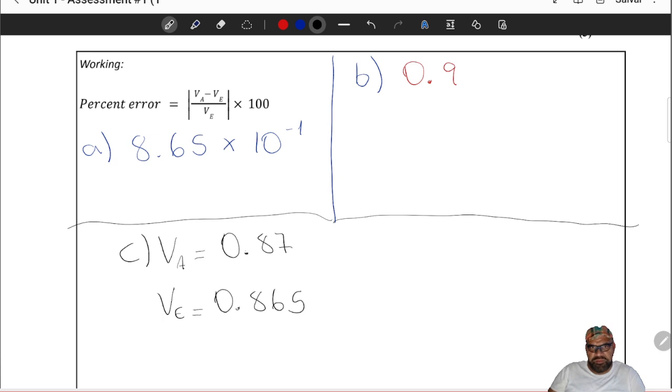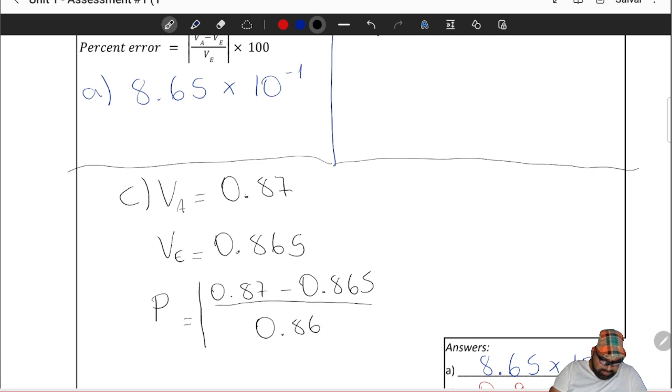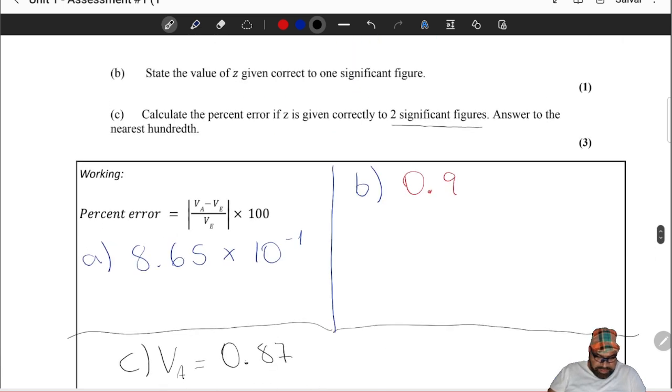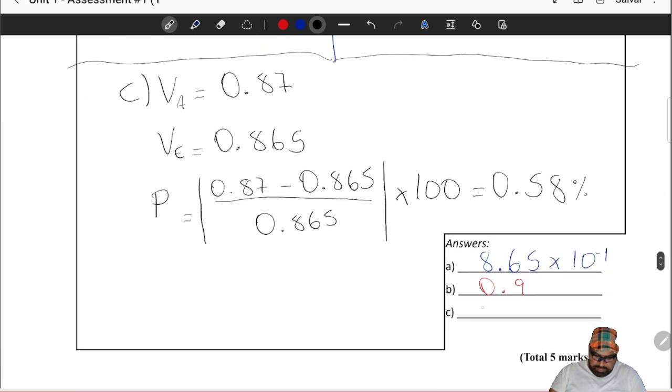Now I have enough information to do the formula, which is the absolute value. I put P for percentage: the absolute value of 0.87, the answer, minus 0.865 divided by 0.865, which is the exact value, times 100. As you do it, round to the nearest hundredth, we got 0.57, rounded up, 0.58%. That's okay. Just check. If you have any question, let me know.